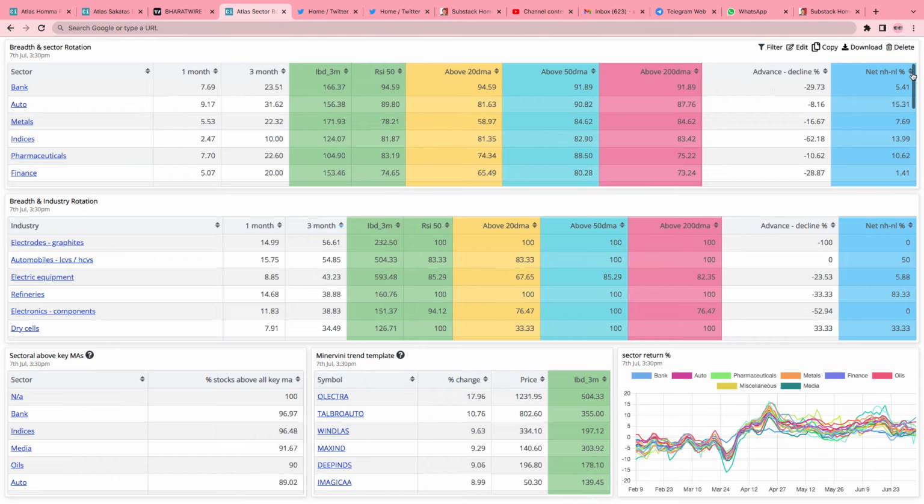Now similarly, the new high new low number, right? So this is net, which means what percentage of stocks are hitting a new 52-week high, and what percentage of stocks are hitting a 52-week low. So again, this is very straightforward, right?